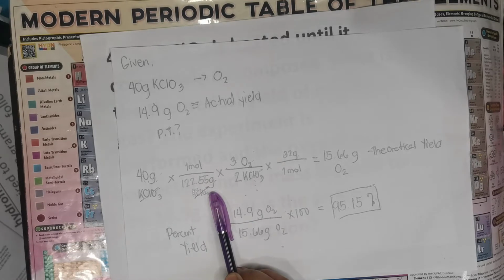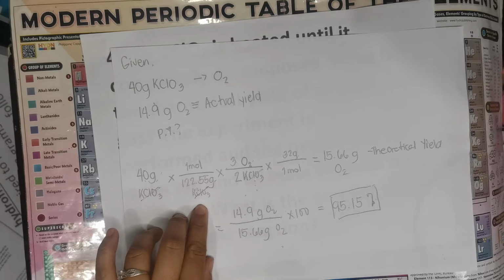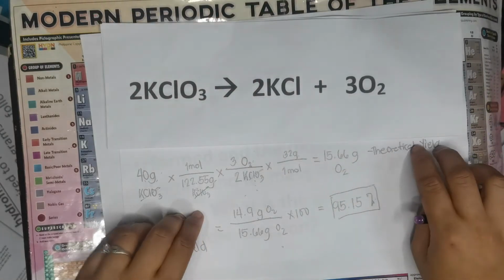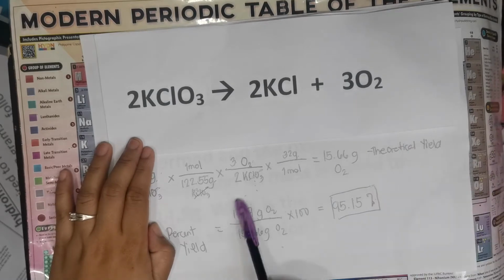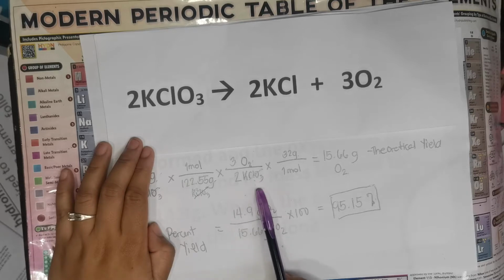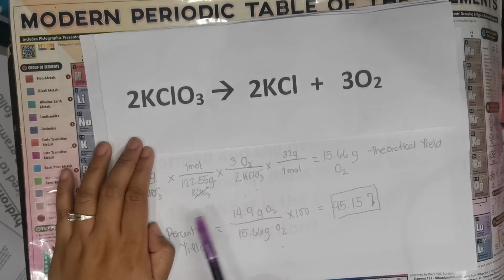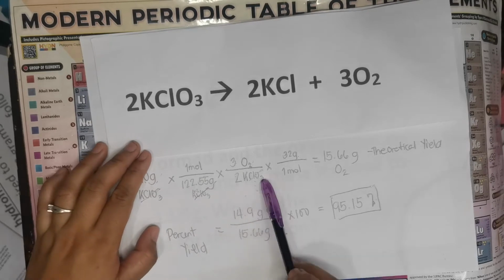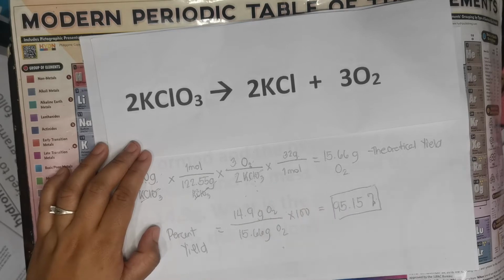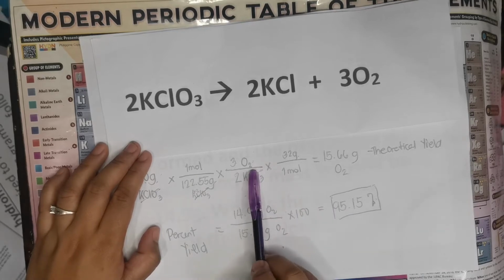Now, hindi naman natin hinahanap yung mole ng potassium chlorate. Ang hinahanap natin is yung oxygen gas. So, we need to identify paano natin makukuha yung theoretical yield ni oxygen gas. So, by just looking at its balanced equation, itong next na gagawin po natin is sa baba ilalagay natin yung compound na given, which is the potassium chlorate. Then sa taas ilalagay natin yung compound na gusto nating makuha o yung hinahanap natin. So we have oxygen gas.